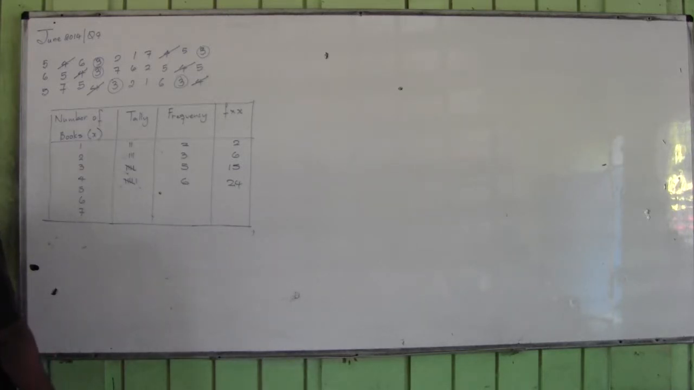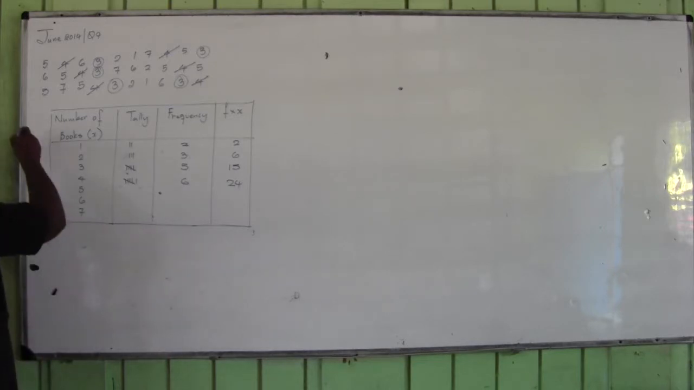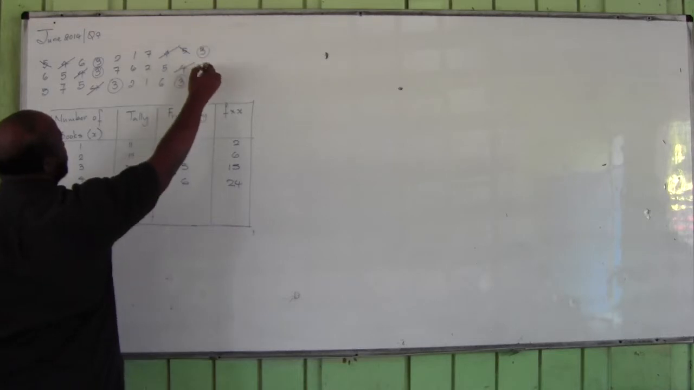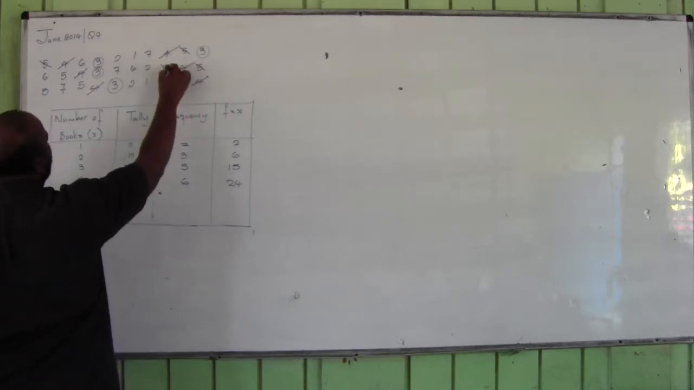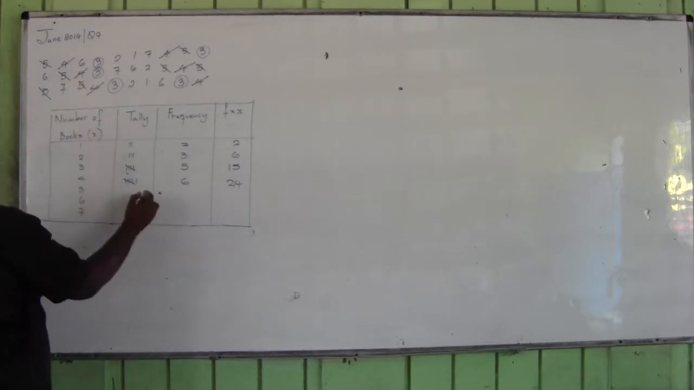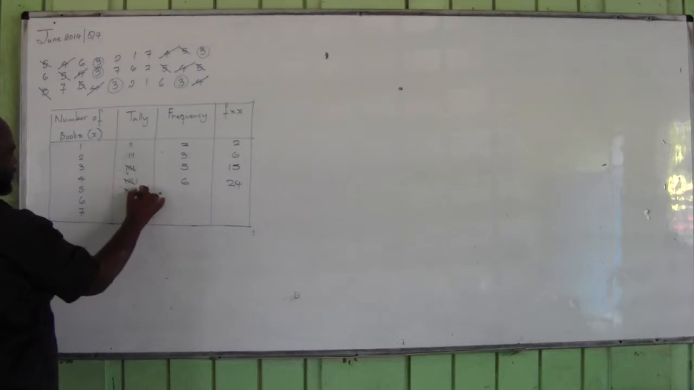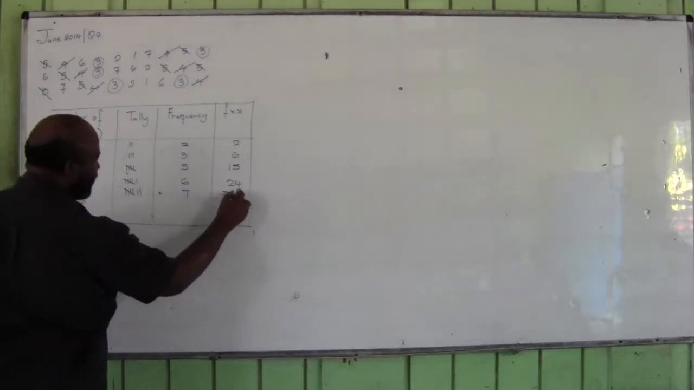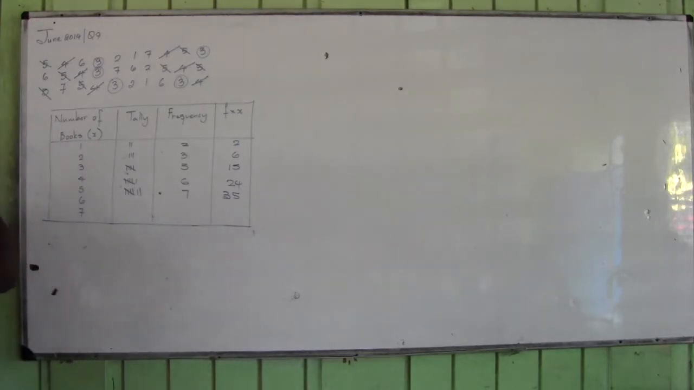How many 5s are in the data? 1, 2, 3, 4, 5, 6, 7. There are 7 5s. 7 times 5 is 35. How many 6s in the data?